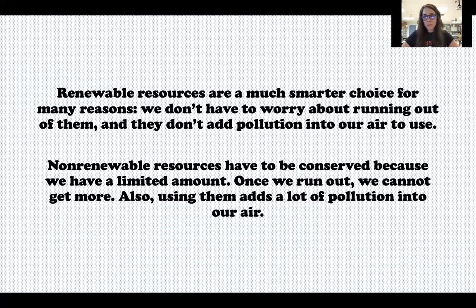So when we're making choices between using renewable and non-renewable resources, we always want to try to use renewable resources if we can. Solar energy, wind energy, hydro energy, all of those things are better than non-renewable resources. So another reason that renewable resources are a smarter choice is because of a big word called biodegradable. And what biodegradable means is that it breaks down naturally in the environment.